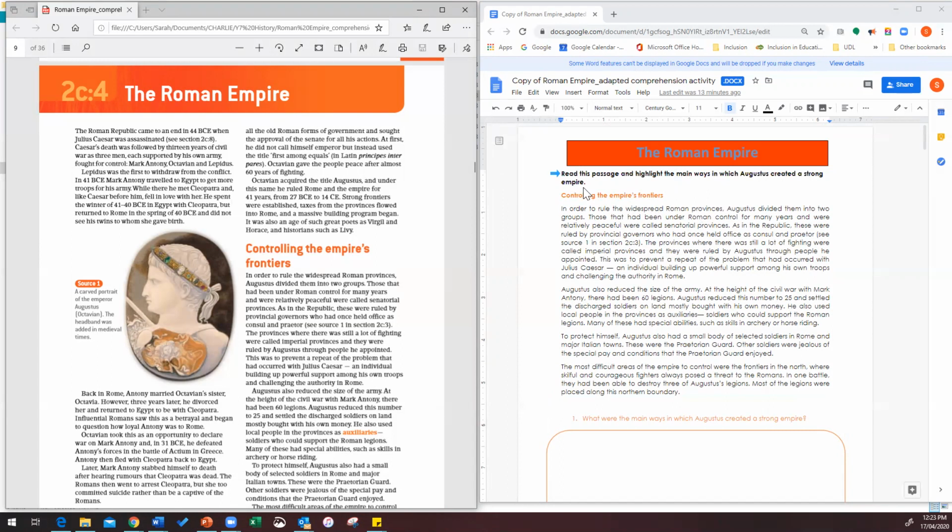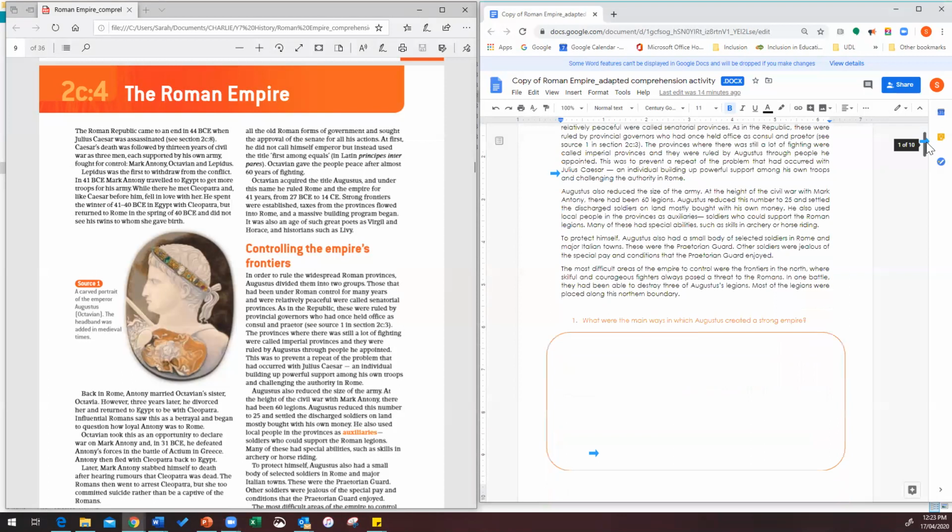So I've actually added a strategy in here, giving the students an indication of what they're looking for while they're reading, which is the ways that Augustus created his empire, and to highlight, as soon as they see examples, to highlight it in the text so that when they get to the question down here, they're able to just look at the words that they've highlighted. And I just need to get rid of that.